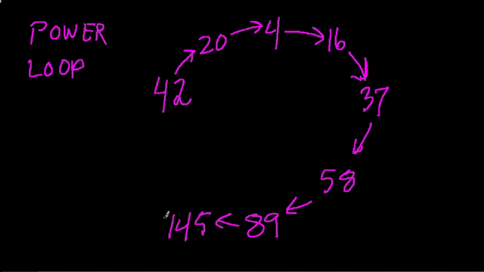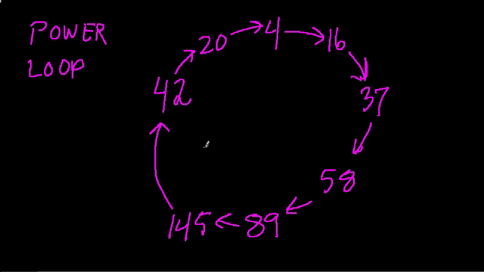If I add these up, it's 1 squared plus 4 squared, 1 squared is 1, plus 4 squared, 16. That's 17 altogether, plus 25, and I get 42. So we started at 42, and we ended up with this loop.